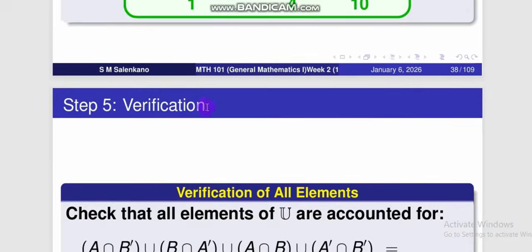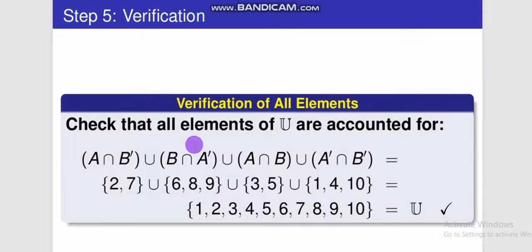Okay, now we are going to do some verification, some check to make sure that what we have done is correct. Now if you want to check your result, you unite all the elements in the 4 regions. Check that all the elements of the universal set are accounted for, meaning you distributed the elements into different regions, right? After uniting them, you have to get the universal set back. So you have elements that are in A only, not in B. You unite that with the elements that are in B, not in A. You unite that with the elements that are both in A and B, and then you unite that with the elements that are neither in A nor in B.